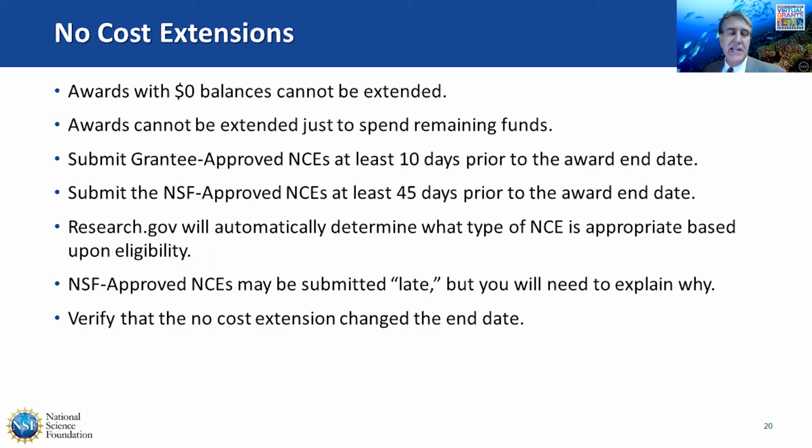As you can also see, NSF approved no-cost extensions need to come in 45 days prior to the end date. That is to give the program officer enough time to completely review the no-cost extension request and look at other circumstances behind the award to see if they are going to approve that no-cost extension. In most cases, the first NSF approved no-cost extension is approved by the program officer, and subsequent NSF approved no-cost extensions are approved by the Division of Grants and Agreements, or grants officer.